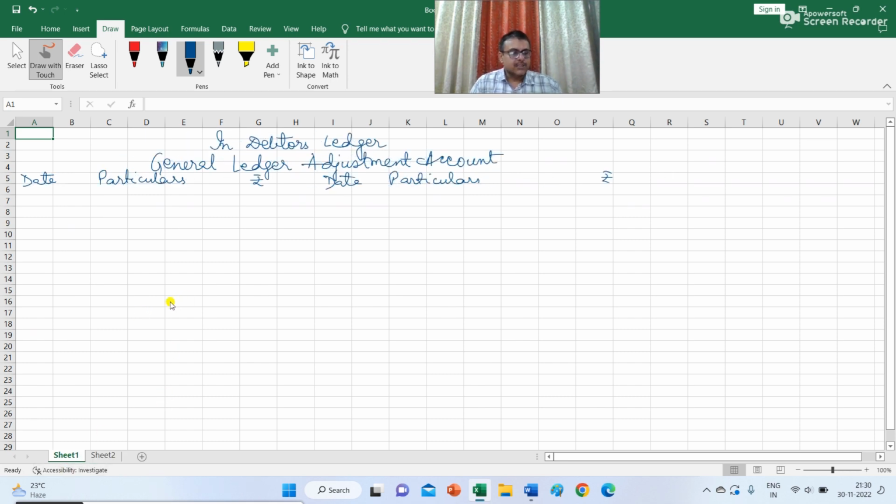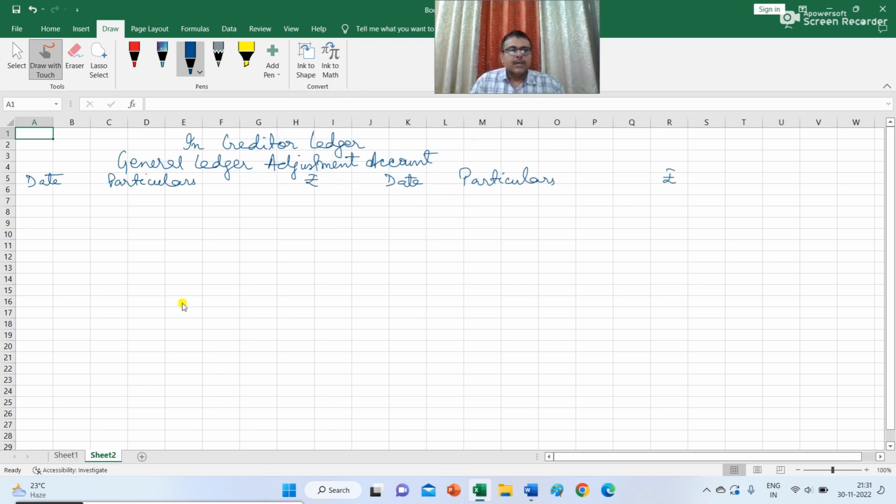So let us start with the first transaction. The opening balance of debtor is 50,000. So in debtor ledger, general ledger adjustment account we are preparing, the opening balance of debtor will be recorded here. On 1st April 2019, I am writing by balance b/d 50,000.